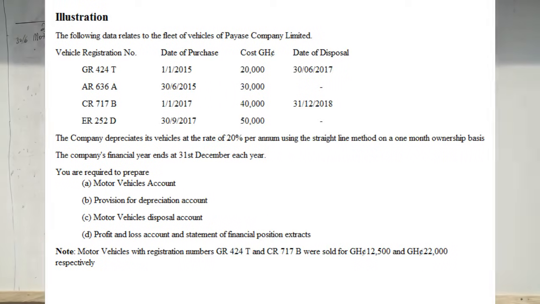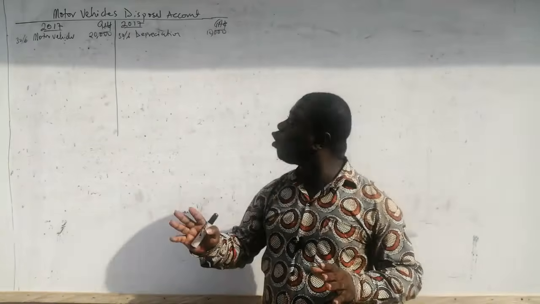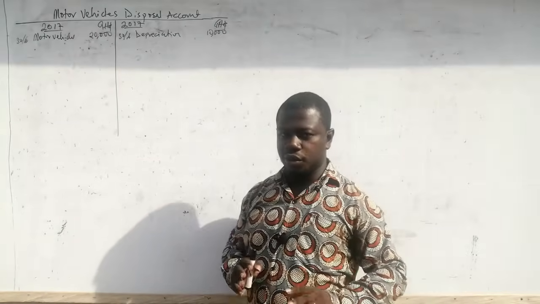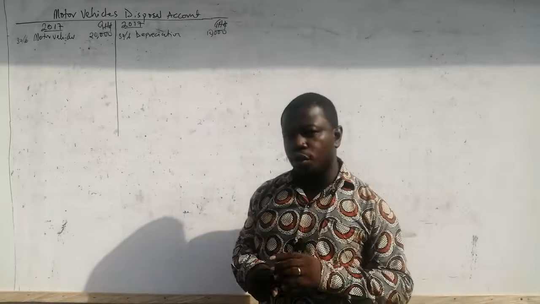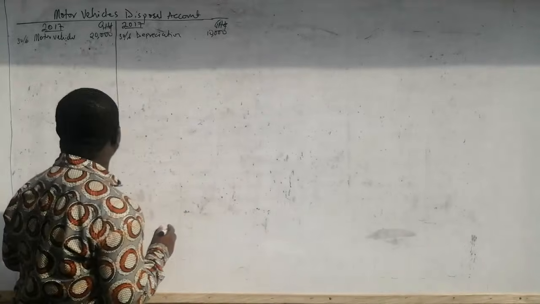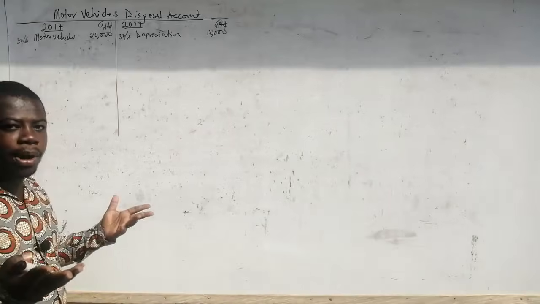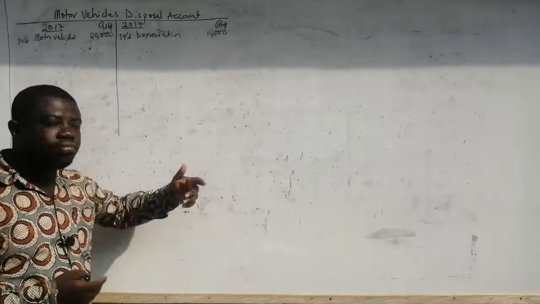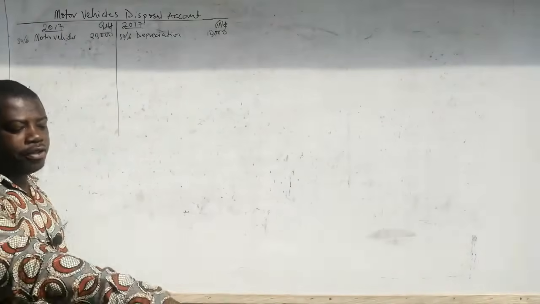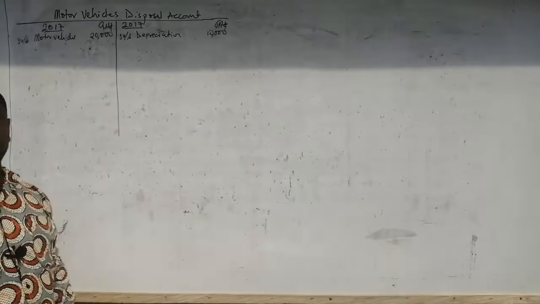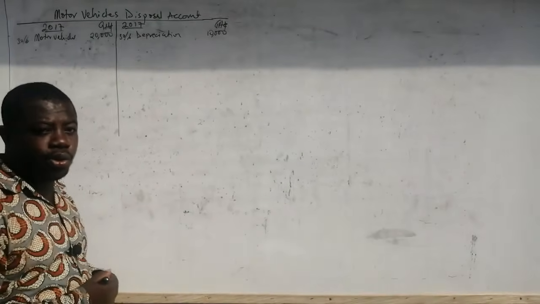Now, take note that we were told that motor vehicles with registration number 4240 and CR 717B were sold for 12,500 and 22,500 respectively. Now, the purpose of the disposal account, it works like a profit and loss account, is to find the profit or loss on disposal. So, obviously, let's do this analysis. If you bought an asset for 20,000 and you've used off 10,000, how much will you be left with? You'll be left with 10,000 of the value. So if you are selling it for 12,500, you are making a profit of 2,500. So this is what this account basically hopes to do.